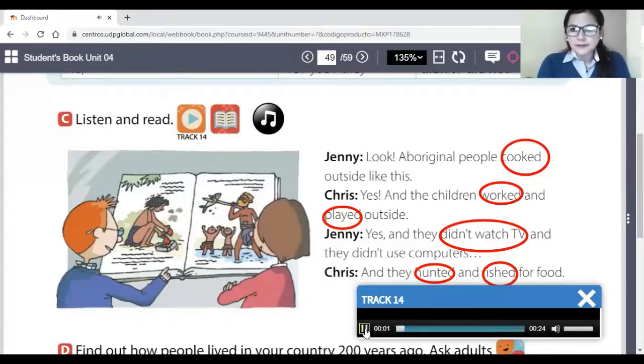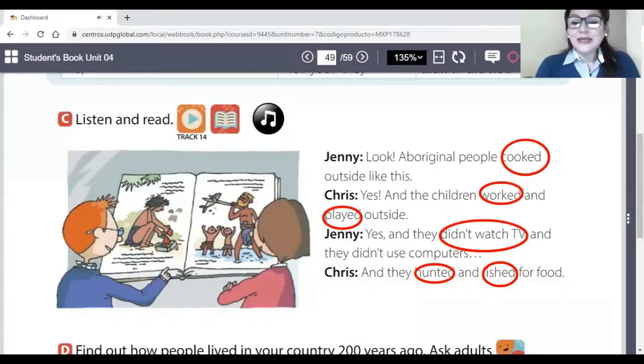Track 14. Listen and read. Look, Aboriginal people cooked outside like this. Yes, and the children worked and played outside. Yes, and they didn't watch TV, and they didn't use computers. And they hunted and fished for food.